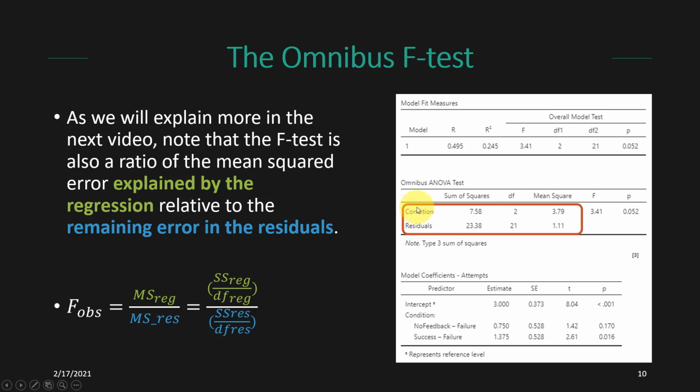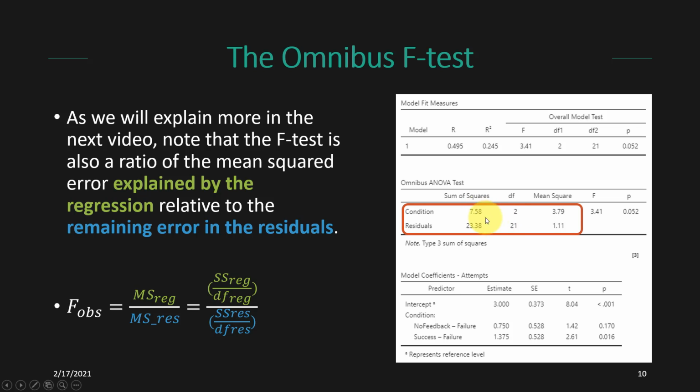Now, one of the things that we also then have to look at is what goes into this calculation of the F-test. And again, we're going to get into more detail about this in the next video. But note that the F-test is a ratio of the mean squared error explained by the regression relative to the remaining error in the residuals. So in previous videos, we've talked about calculating the sum of squared errors explained by the regression, right? And then getting the sum of squared errors left over, what's in the residuals, and how those two things are going to add up to the sum of squared errors total. What the F-test allows us to do then is look at this reduction in the sum of squared errors and say, did we explain a statistically significant amount of the variance given the number of predictors that we used?